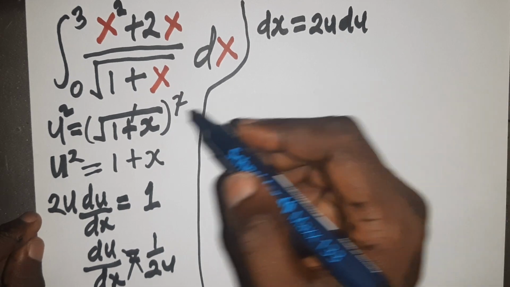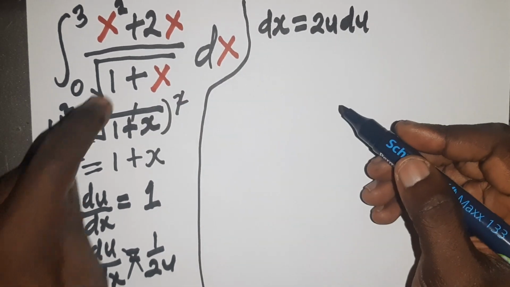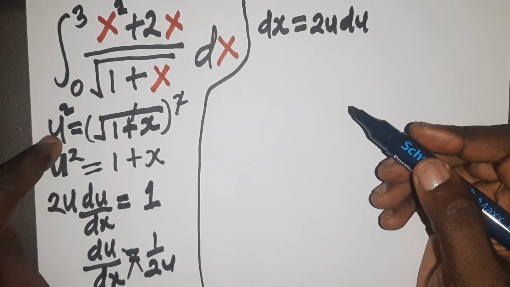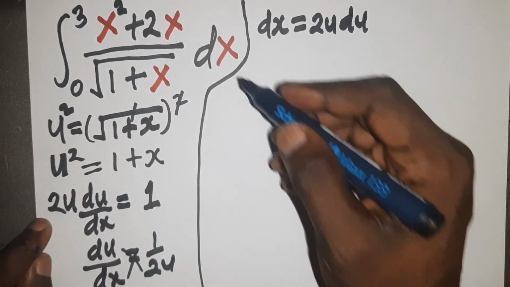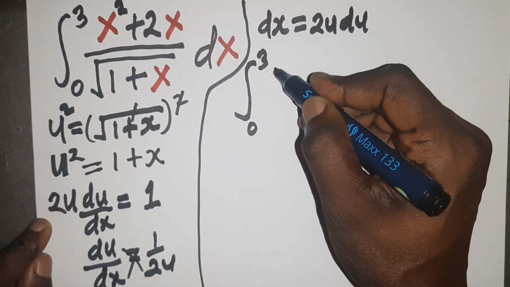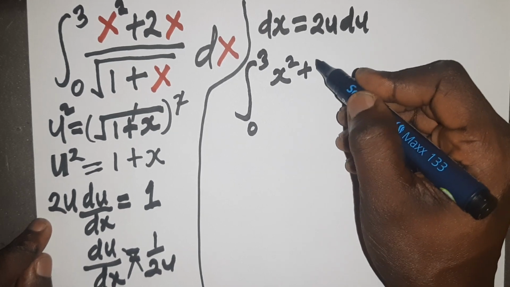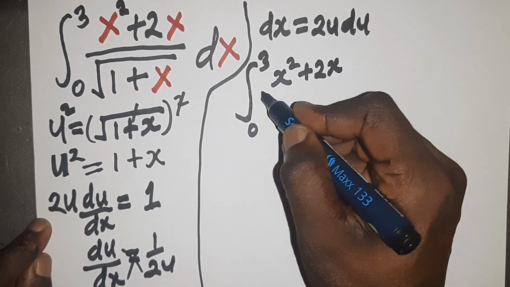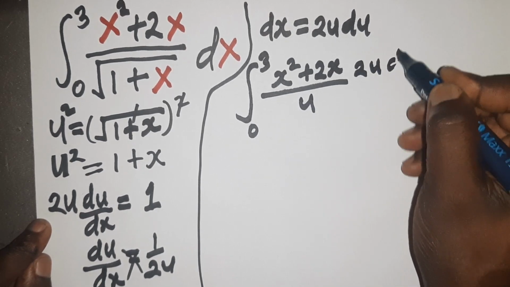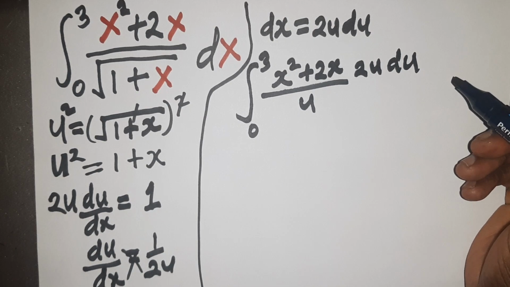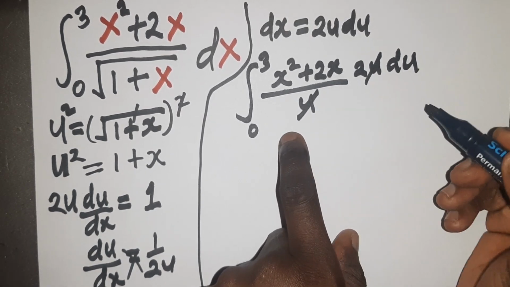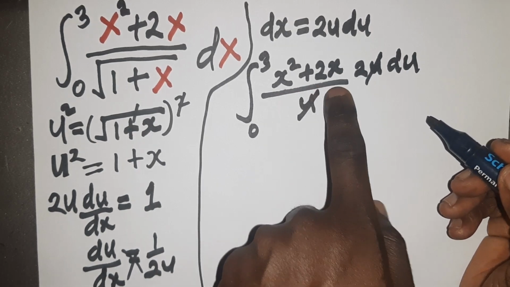So rewriting this, and of course I can replace my root 1 plus x with u, because I started with making u equal to the whole root 1 plus x. So I will now have the integral, fix the boundaries, then I have x squared plus 2x over u, then I have 2u du. Then notice that this u and this u can cancel out. I'm left with x squared plus 2x, then du.